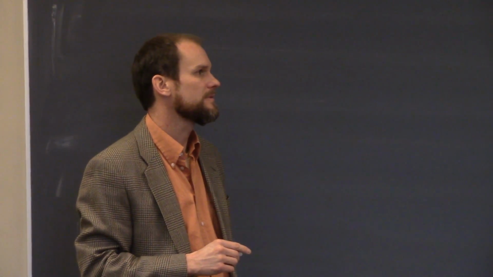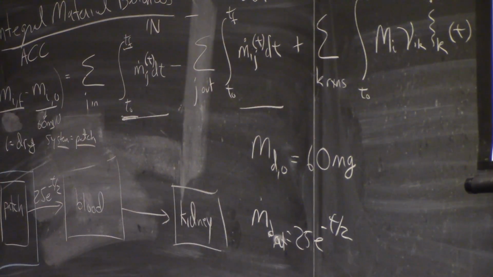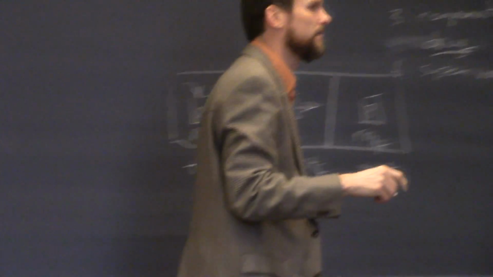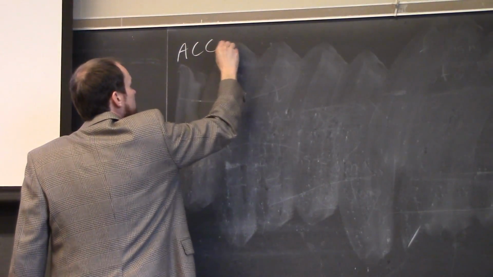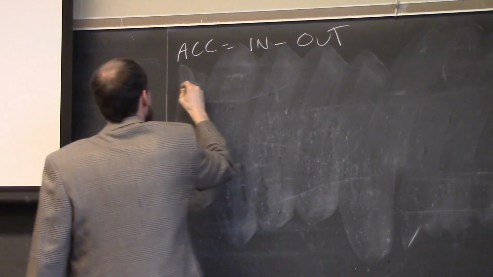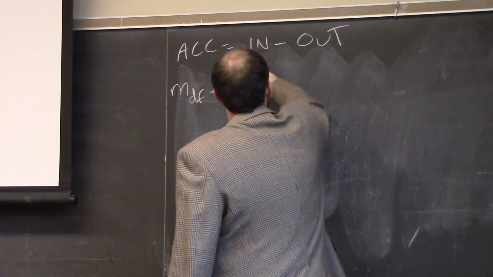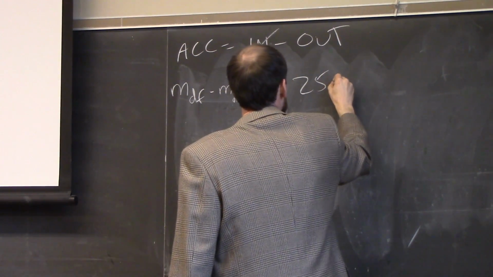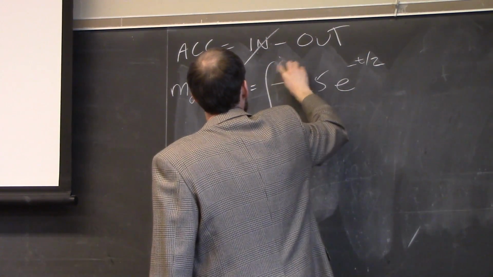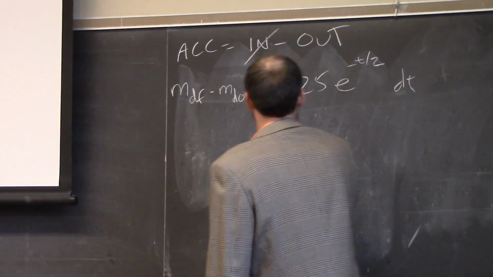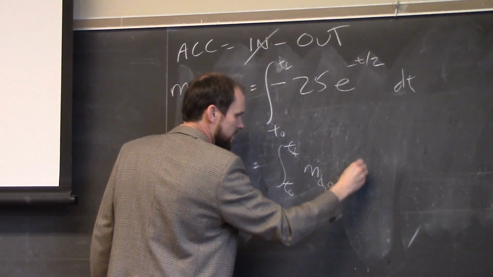What else? I just wrote m dot out. This is out of the patch. Okay, into the patch then: nothing there. Reactions in the patch: nothing there. So accumulation equals in minus out. We said there's no reaction. So mass of drug final minus mass of drug initial equals, there's no in either, minus out: the integral from T0 to TF of 25 e to the minus t over 2, m dot drug out dt.